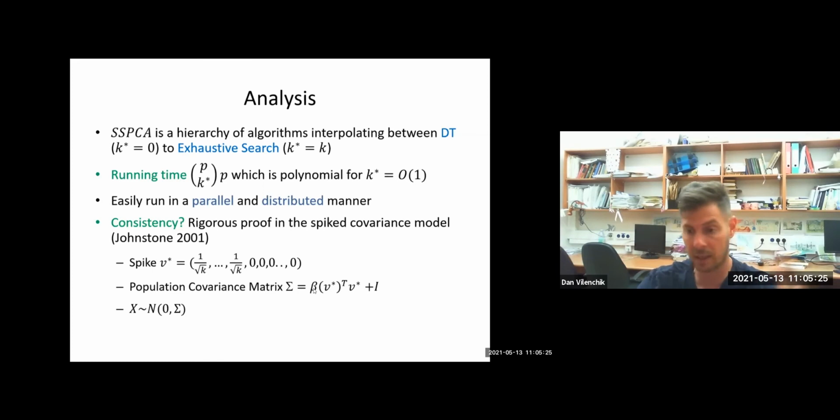Beta is some positive number. So the leading eigenvalue of this matrix sigma is 1 plus beta for V star, and 1 for the remaining eigenvectors. So V star has eigenvalue 1 plus beta, and all the remaining eigenvectors have eigenvalue 1. In this case, going back to Yair's question, if I know sigma, so I know this structure, then just by looking at the non-zero entries of sigma, I know the solution.